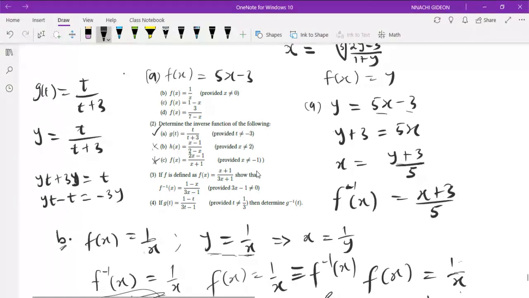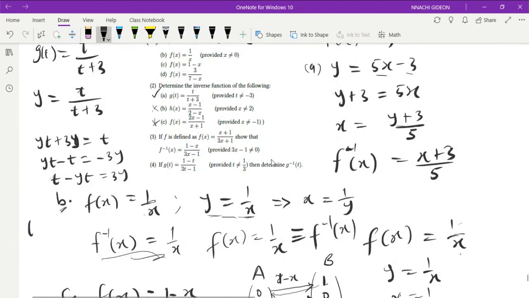So I don't want this negative here. That means t minus yt equal to 3y. So in that case, t times 1 minus y equal to 3y. That means t equal to 3y over 1 minus y. So we are done with the inverse. Oh, it was g, sorry. G inverse of t becomes 3t over 1 minus t. Okay. That's simple. So I would like you to do B and C, and let's check 3.